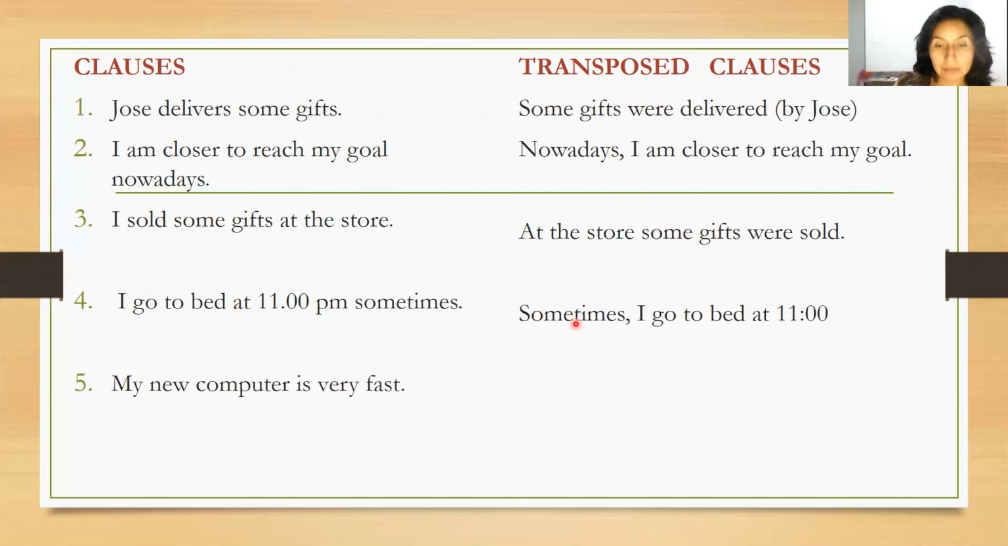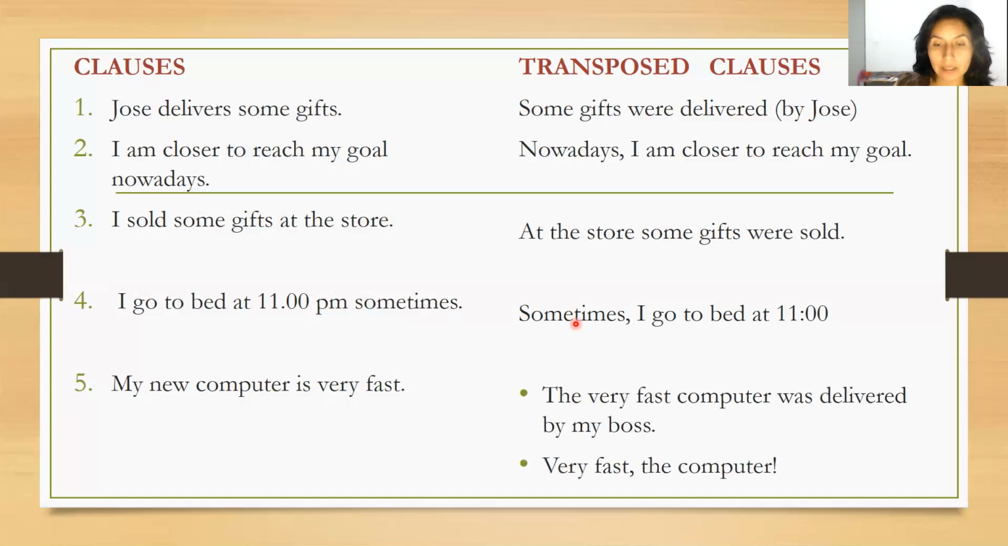After that, sometimes I go to bed at 11 p.m. In that example, I transpose the adverb of frequency sometimes to the front of the clause. The last one, the very fast computer was delivered by my boss. Here, very fast is the modifier of computer.